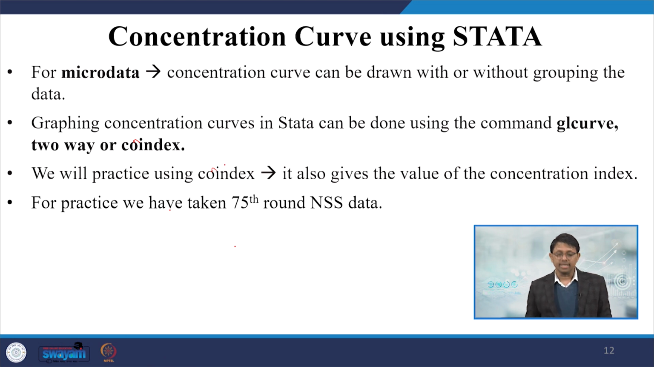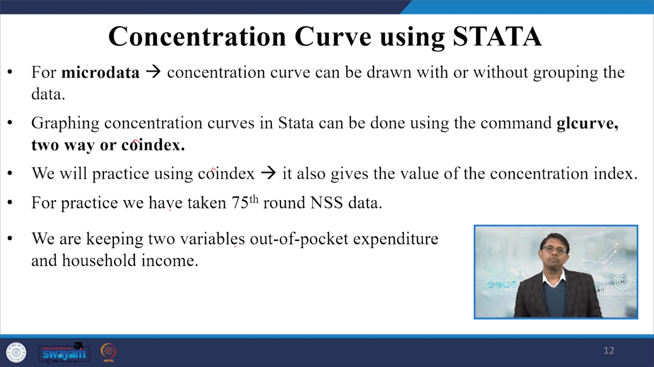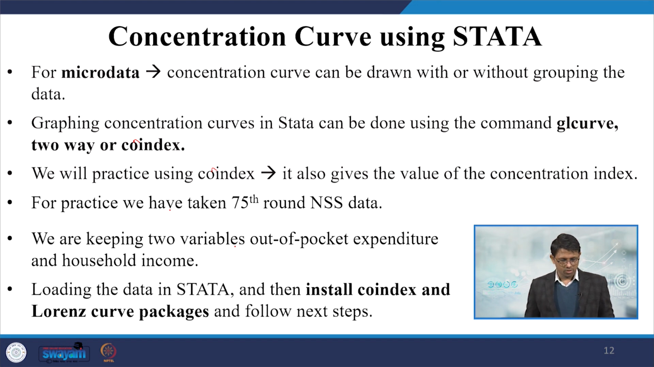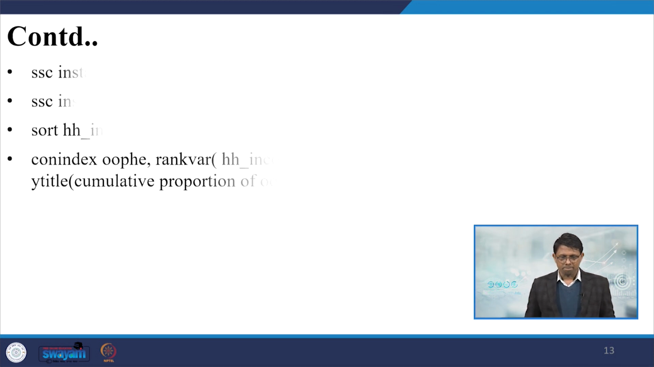For practice, we have taken the latest health survey data, the NSS 75th round, which was conducted in 2017-18, and we are keeping two variables for deriving the concentration curve, that is out of pocket expenditure on healthcare and the living standard, that is household income. So, we are supposed to load the data in STATA, and then some operations we need to do. We need to install con index, then Lorentz curve packages, and follow next steps accordingly. Okay. So, these are all there.